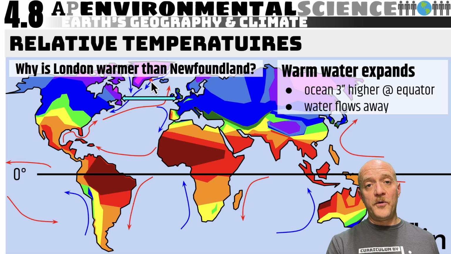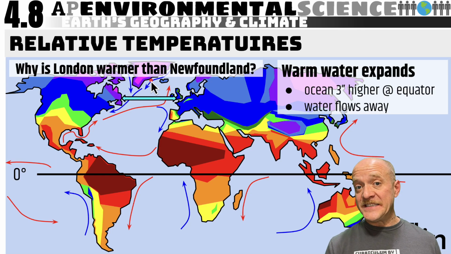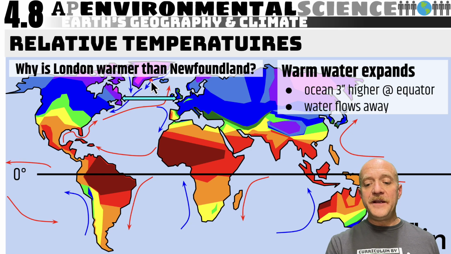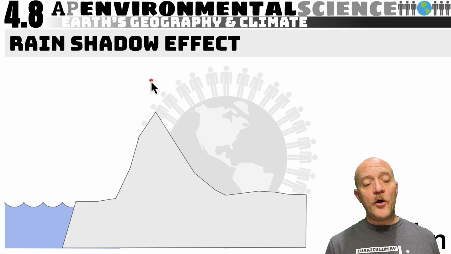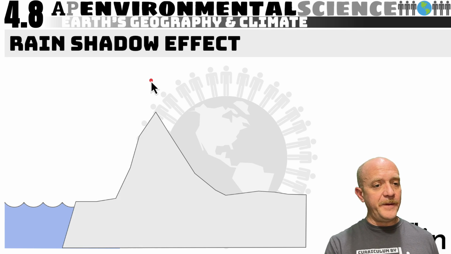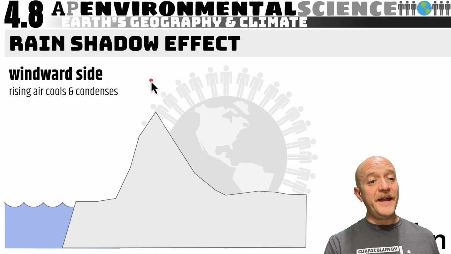Now, you should know that water has a very high specific heat. It can absorb a lot of energy before it changes in temperature. And this is one of the reasons why areas around an ocean are going to be much warmer. We'll talk about that in a little bit. But first, we're going to do the rain shadow effect.